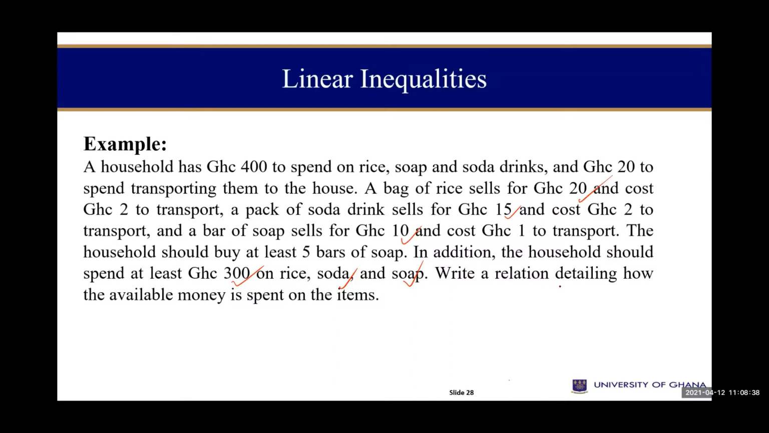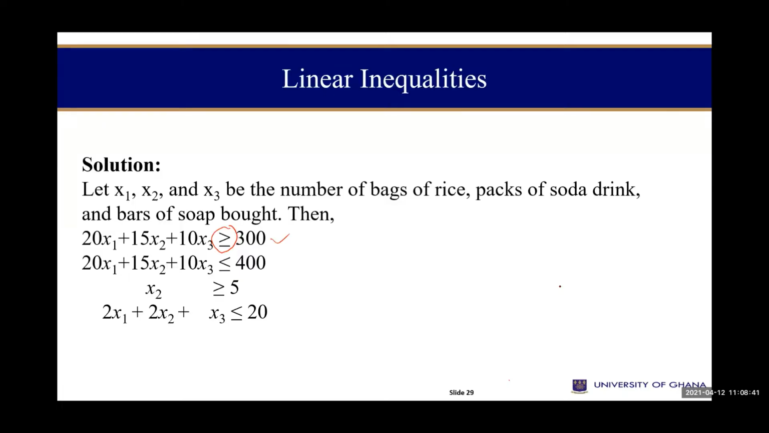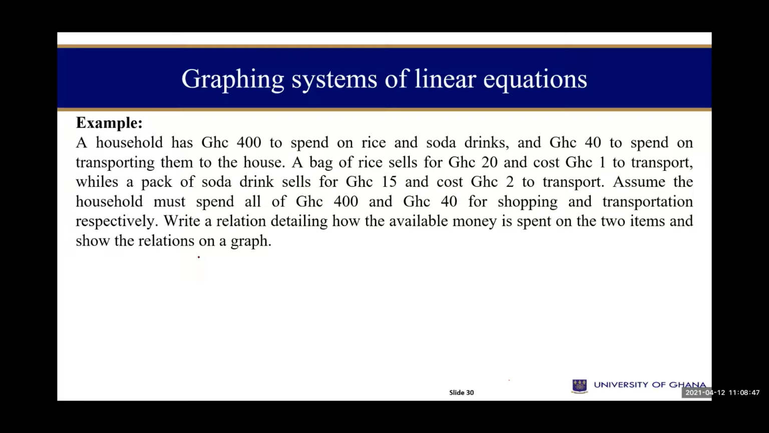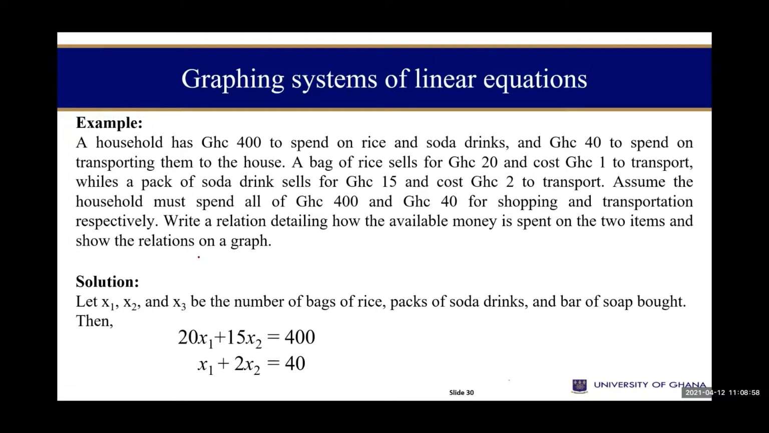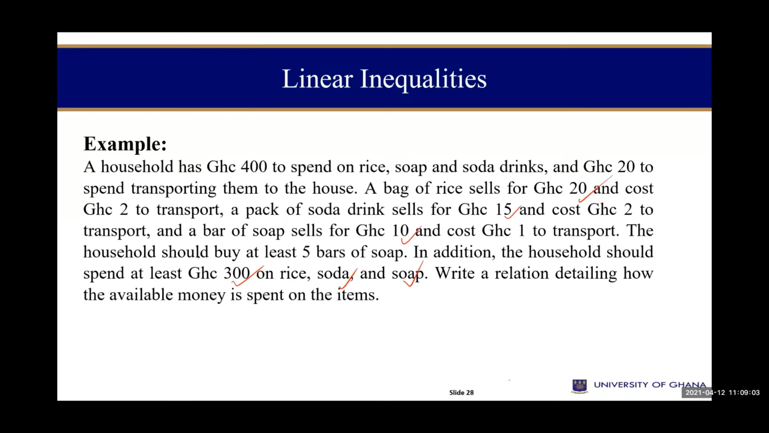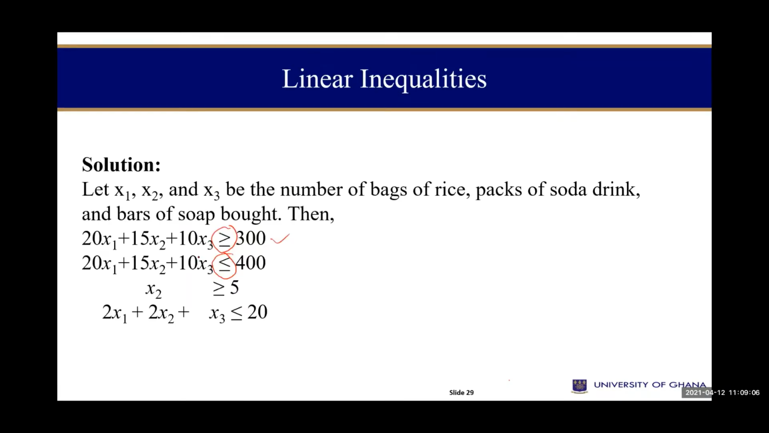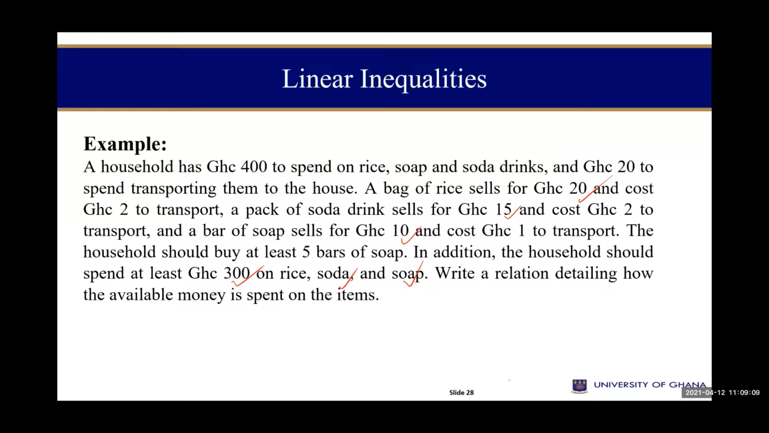400 is to be spent on soda drinks and all that. What we have is the available amount we have to spend. Write a relation to say it's spent on 2 items and show the relation. We are here trying to find this. We are told that we are to buy at least exactly 5 bars of soap. So at least in this case means greater than or equal to.